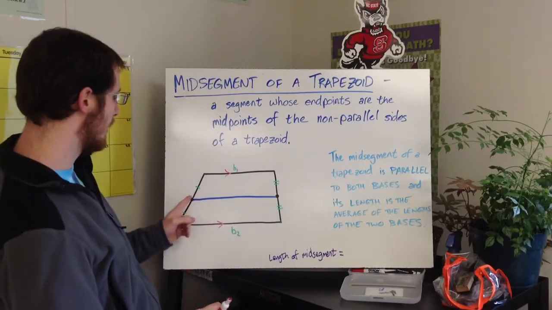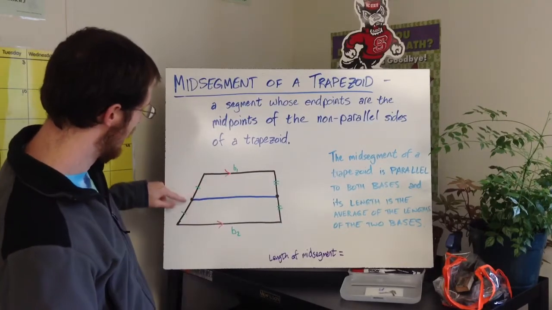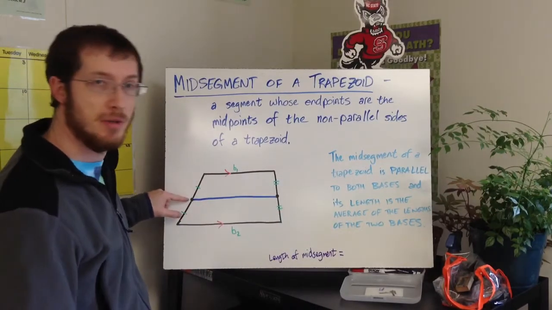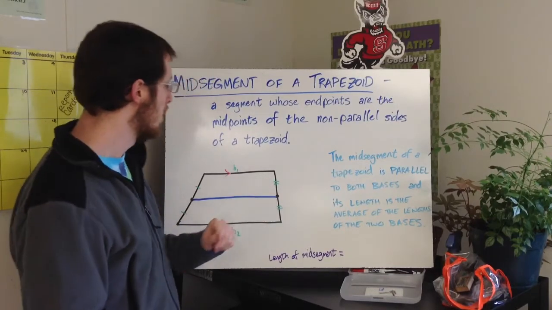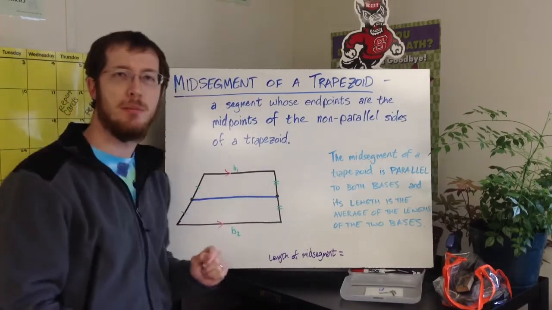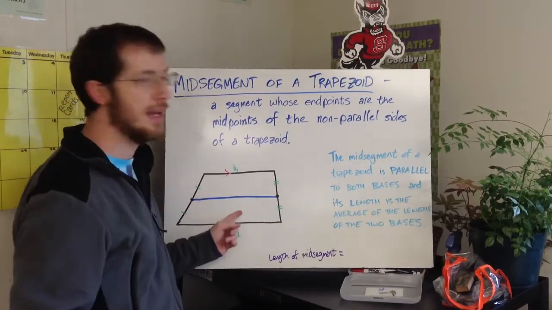And if we've got the two midpoints of the non-parallel sides, so the legs, the other two sides, we've got our tick marks here, so that's a midpoint. Our tick marks here make that a midpoint. And if we connect those two midpoints with a segment, then this blue segment here is a midsegment.